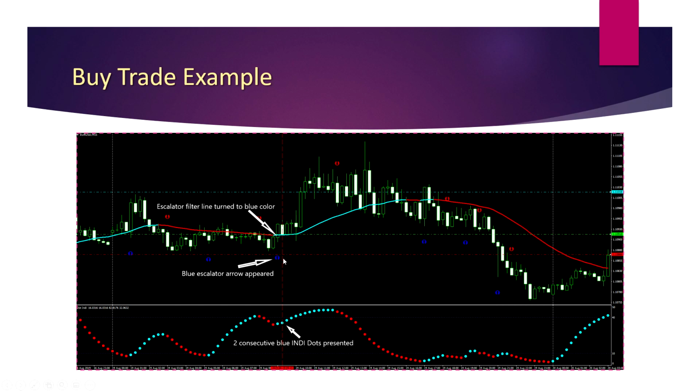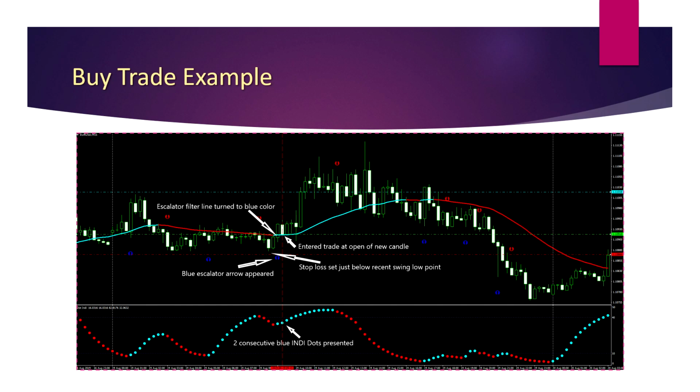The next part we want to look at would be that bottom dot indicator. We want to see 2 blue dots in a row. We have it. So technically speaking, we can look to enter a trade. So we are going to enter a trade at the open of a new candle.